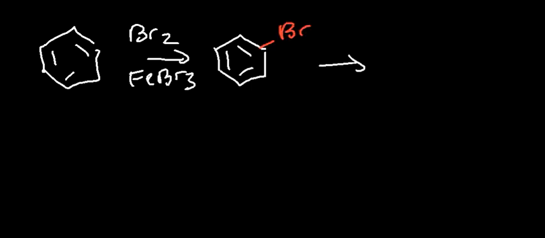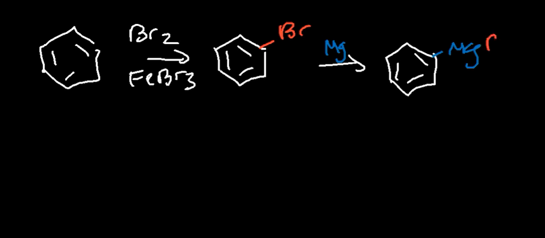So now let's talk about Grignard reactions with benzene rings. So first let's add bromine with FeBr3 to make bromobenzene. Now what do you think is going to happen if we add magnesium? If you add magnesium to this structure, magnesium inserts itself between the carbon and the bromine atom. So now we have a Grignard. And we can react this Grignard with many other reagents. By the way, this is called phenylmagnesium bromide.